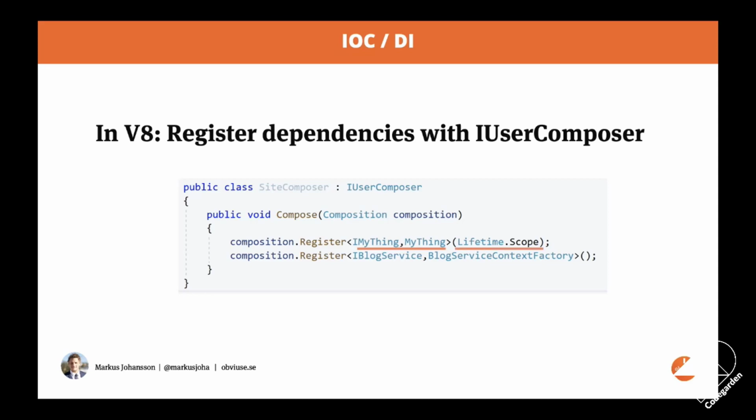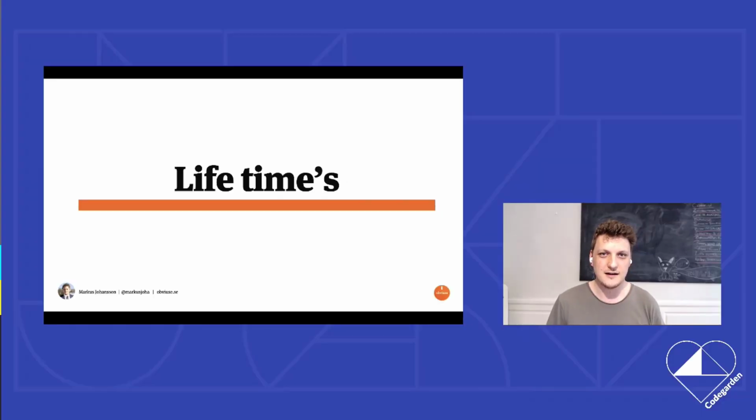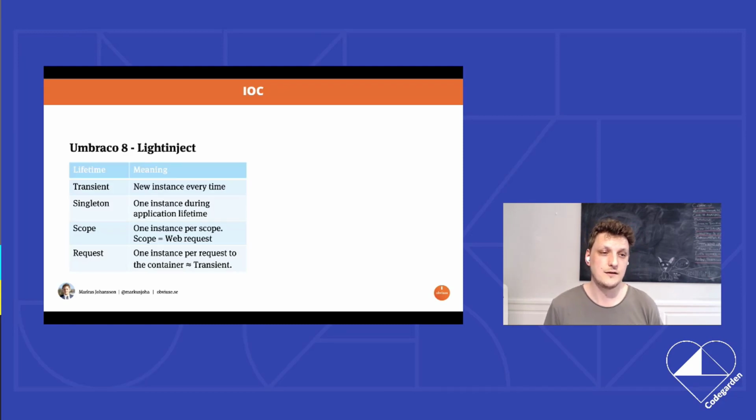And this is actually the reason that I talked about this, because lifetimes is a little bit confusing with Umbraco, or Umbraco 8 at least. So Umbraco 8 uses LightInject as the DI container or IOC container. Basically, there's different types of lifetime. So there's something called transient. This means that you will get a new instance every time you request one. There's something called a singleton. This means that the instance that you get will be the same for the lifetime of the application.